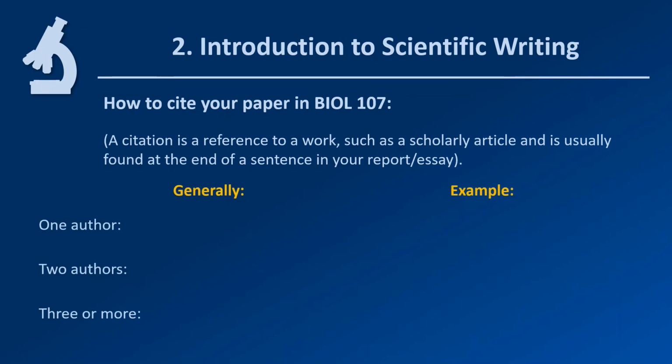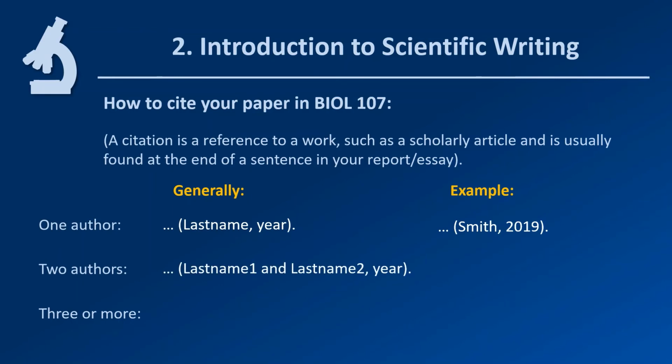So just in general, there is a system depending on how many authors are in the paper. So if you have one author, it's basically last name, year. So the example there you can see is Smith, comma, 2019, and bracket period. If you have two authors, you give both of their last names and the year. So I gave the example of Legary and Clark. Here's another example, Campbell and Lee, 2018.